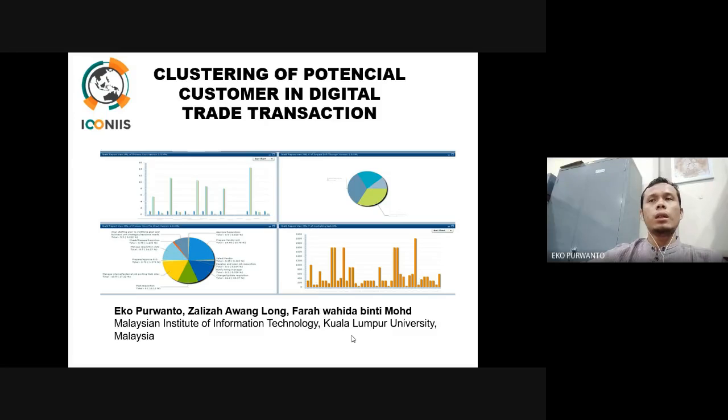Okay, I will present my paper. My paper title is "Clustering of Potential Customers in Digital Trade Transactions." The first author is Purwanto, Jalija Wong is the second author, and Farah Wahida bin Timur is the third author.